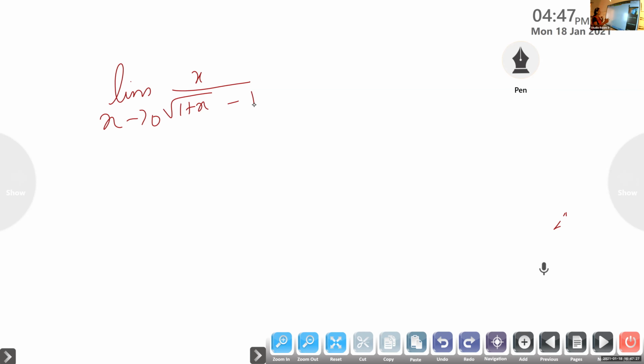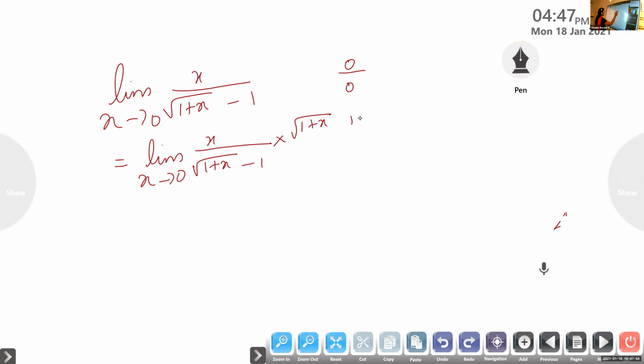So when you put x is 0, actually we are getting the indeterminate form, 0 by 0 form, isn't it? So we will be rationalizing it. So we can write this as limit x tending to 0, x by root of 1 plus x minus 1, multiply and divide by the conjugate, so root of 1 plus x plus 1 by root of 1 plus x plus 1, isn't it? And simplify and find the answer and tell me what is the answer. Aditya Satyan will be giving the answer.